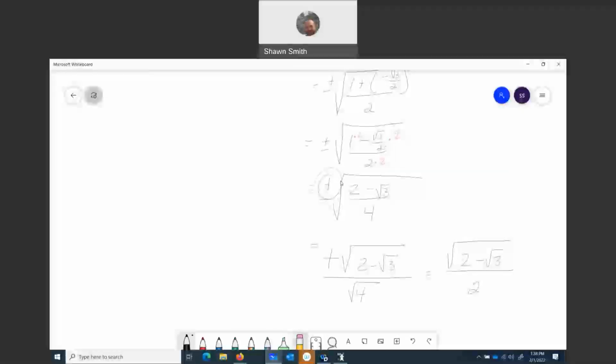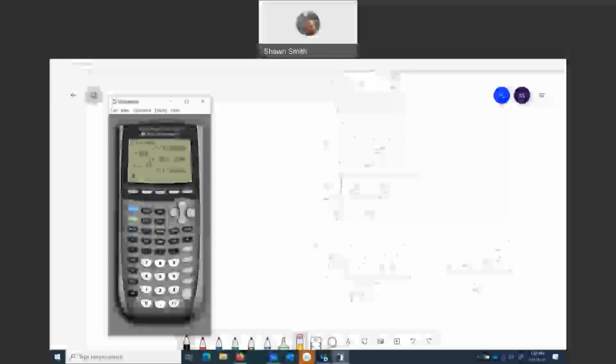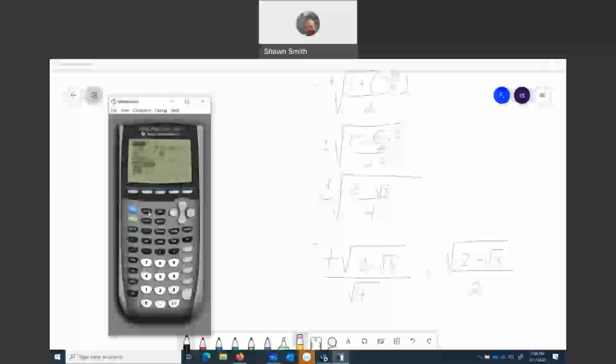It'll be a good idea to check this in the calculator. I'm in degree mode. The cosine of 75 degrees. That number, I gotta do the square root of 2 minus the square root of 3. I'll just hit enter here and then divide it by 2. It's that same number. So we're all right.